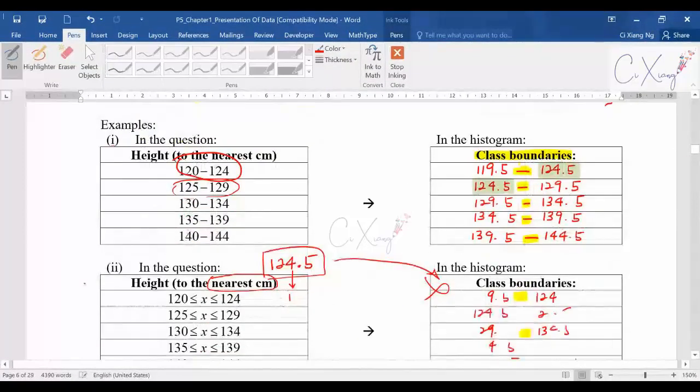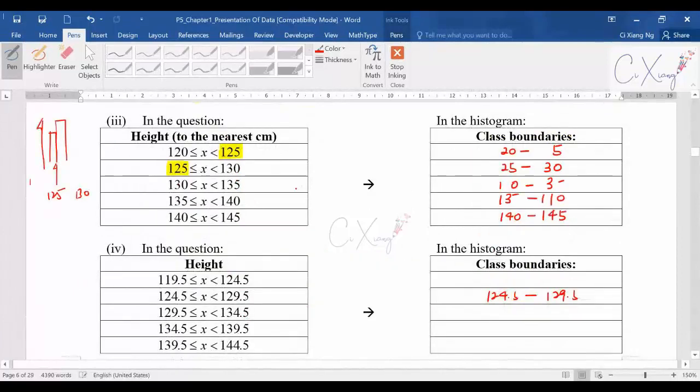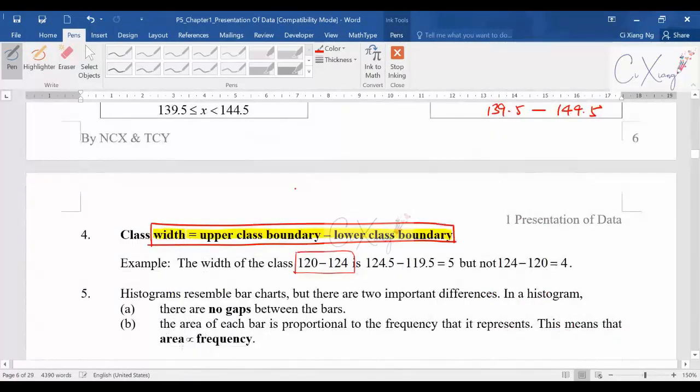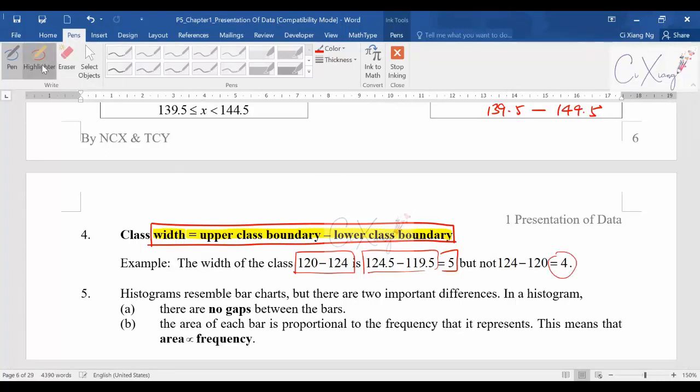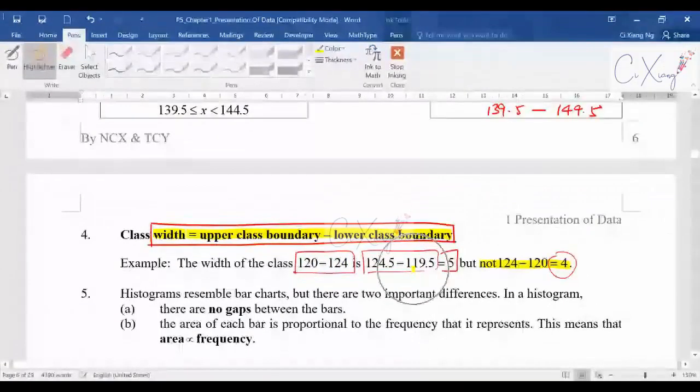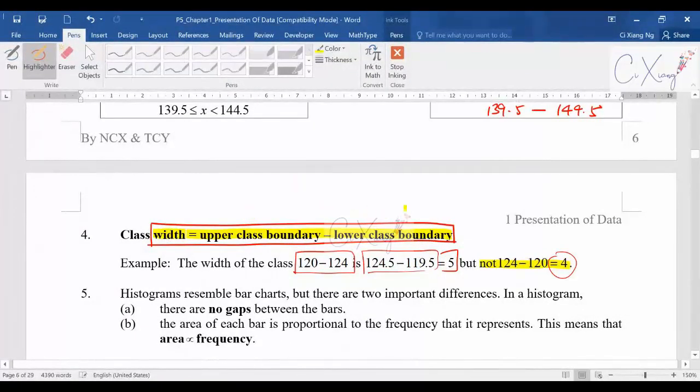Now when we take the class 120 to 124 and we want to calculate the width, the width should be 5, which is 124.5 minus 119.5, which equals 5, but it is not 4. Can you see that? You are not taking 124 minus 120. You should take 124.5 minus 119.5. Why? Because these are actually the class boundaries. So according to the formula, width should be the upper class boundary minus the lower class boundary.